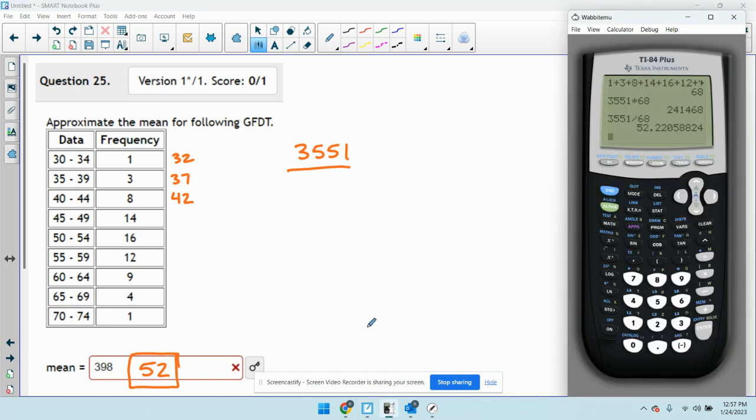Okay. It's a little painstaking, but that's the process involved, adding up all the values. The key here is just knowing that you let each value in the range be the absolute middle of the class, because we don't know what any of them are.